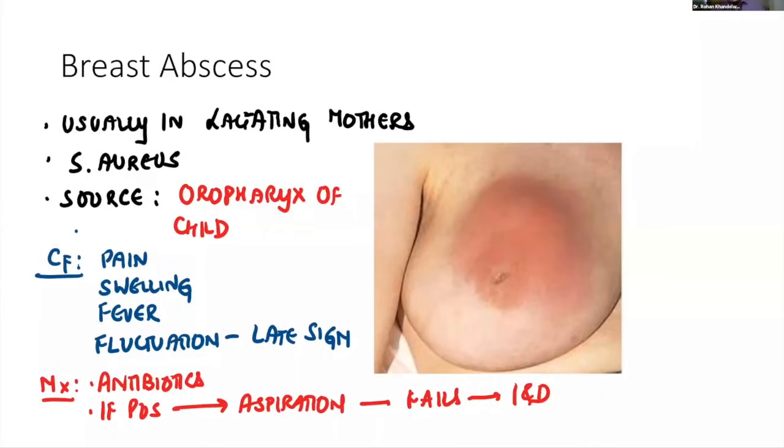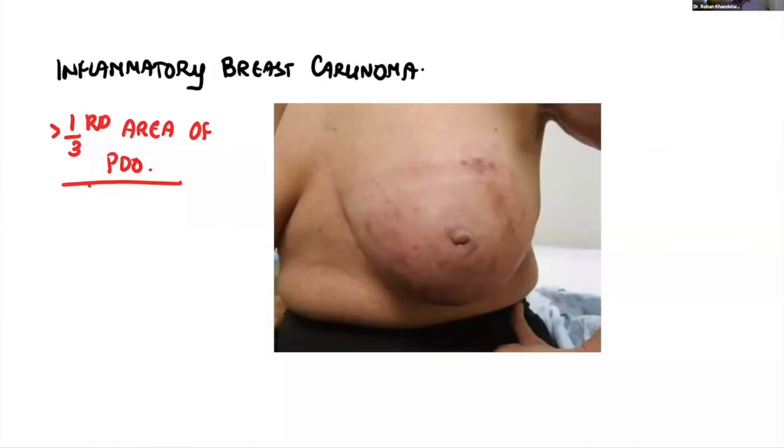If pus is there, you need to aspirate. If that also fails, you will do incision and drainage. Again, for incision and drainage, we use a number 11 blade, which I will show you later. That has also been asked in your exam. Breast abscess image and clinical scenario, you all should be able to identify. This was asked in one of the PG exams.